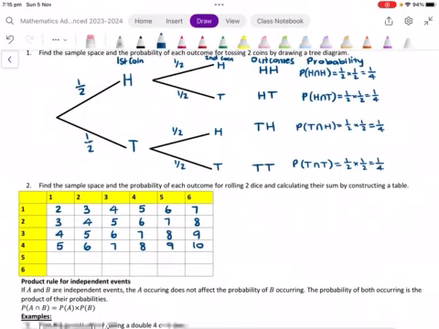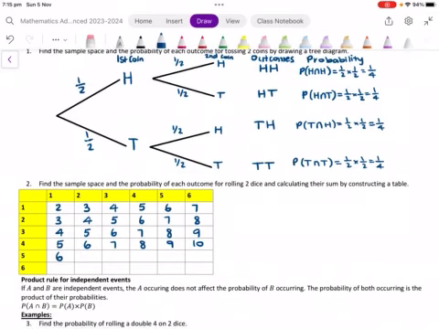We then have 1 + 5 is 6, 2 + 5 is 7, 3 + 5 is 8, 4 + 5 is 9, 5 + 5 is 10, 6 + 5 is 11, and our last row, 1 + 6 is 7, 2 + 6 is 8, 3 + 6 is 9, 4 + 6 is 10, 5 + 6 is 11, and 6 + 6 is 12.